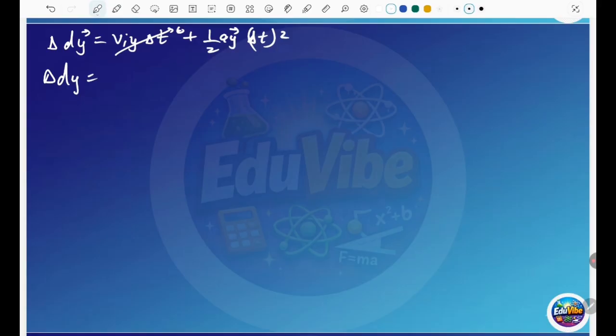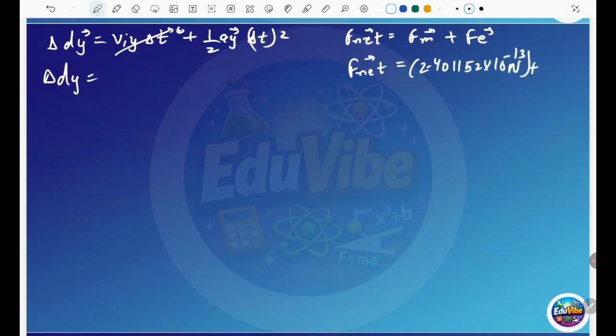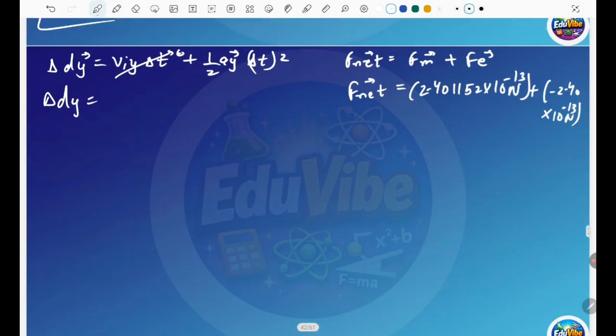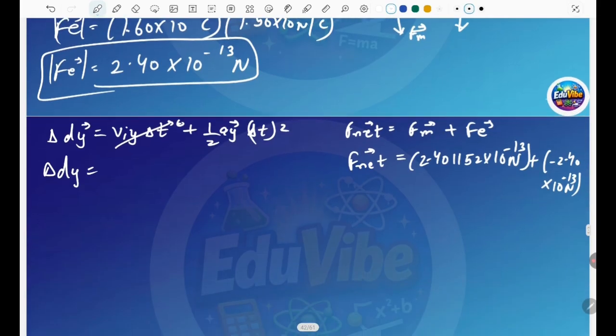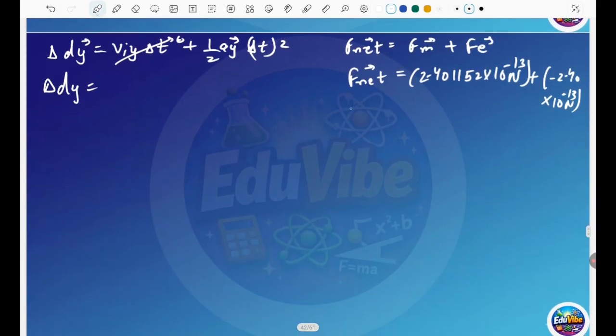So both should be fine before we do this. For acceleration, we first find the net force, which is equal to Fm plus Fe. So net force is equal to Fm, which is about 2.4011, and we take this as positive. So this remains positive. The other one we have to take negative, which is this one we already found. After this, the net force we find is about 1.152 into 10 raised to power minus 16 newtons.